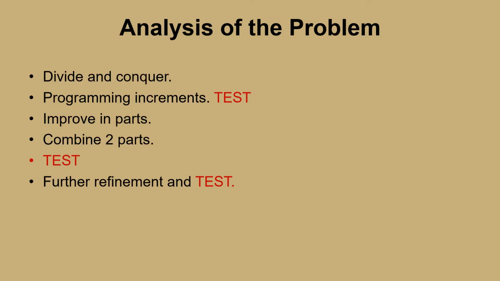So in the analysis of the problem, you always need to divide and conquer. You have programming increments. Those are each individually tested, and you improve in parts, and then you combine the two parts, and then you test that again, and then there's further rewind and you continue testing.